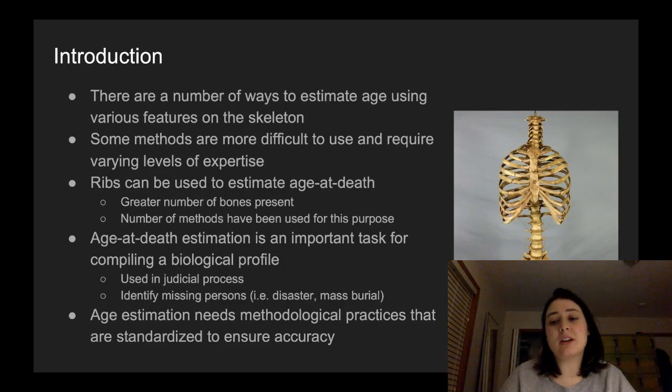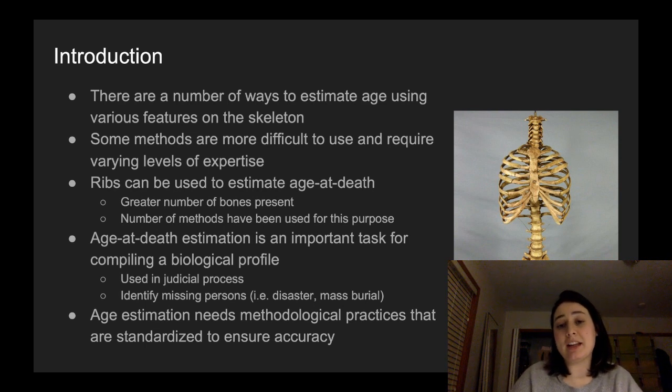So when we first start out talking about age at death estimations, we really want to understand why that is so important. It is important to have an accurate estimate of the age at death of an individual because that does help us compile a biological profile and can help us match up who that individual may have been, as well as it could be used in the judicial process.